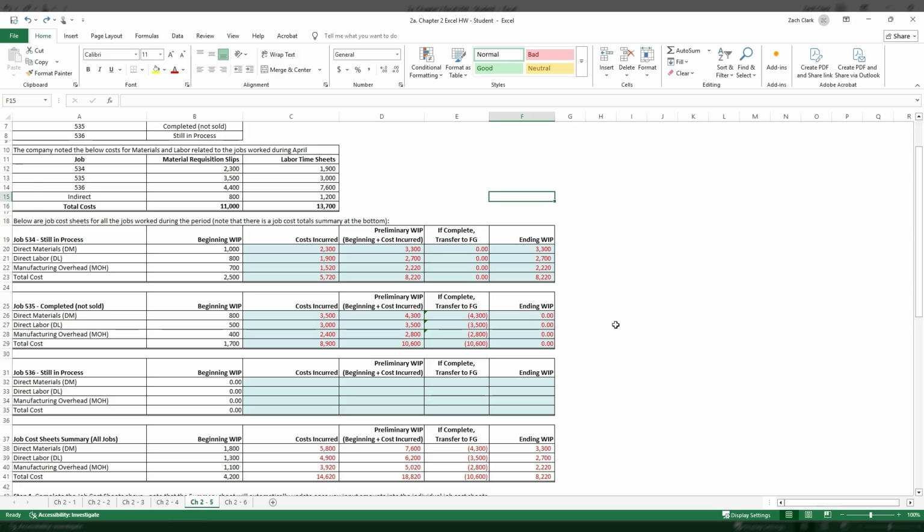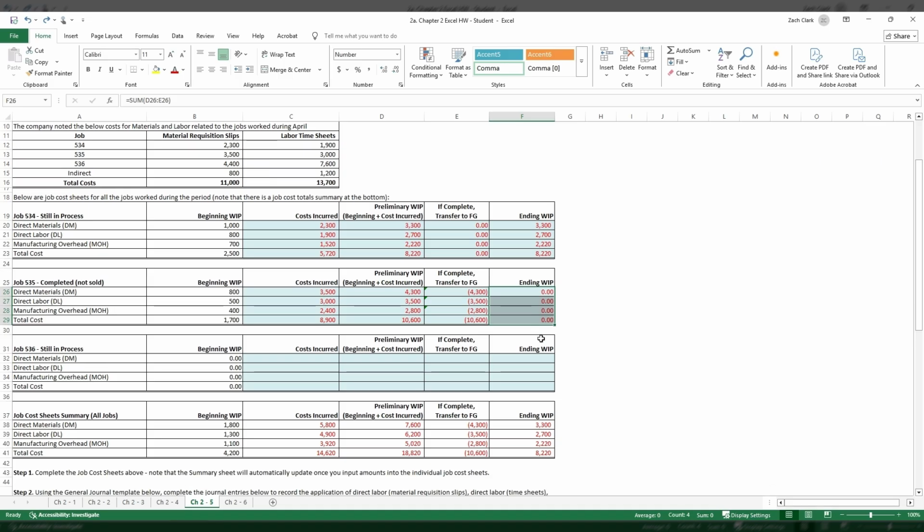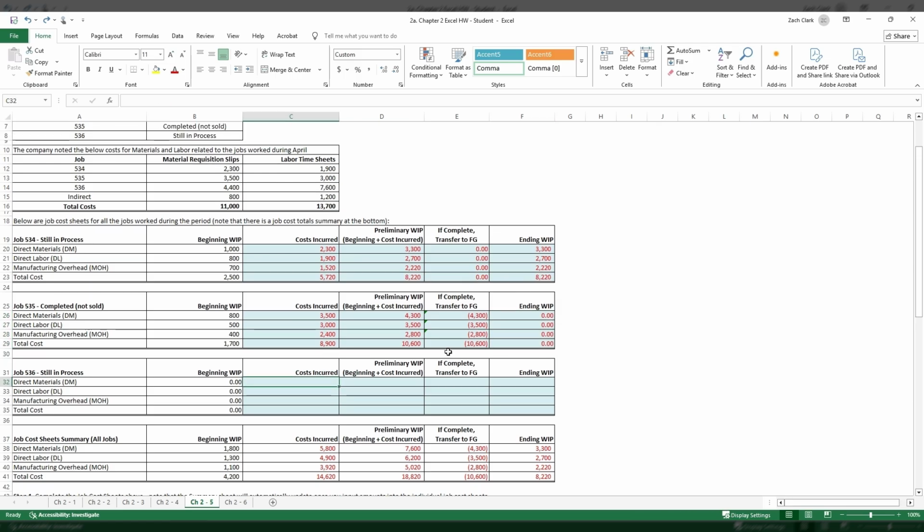So basically what we're saying is job 534 is still in WIP, but job 535 was completed. And so the negatives mean we move that cost out to finished goods. So it no longer has a work in process balance of anything because it's done. It's not work in process anymore. Okay, and then let's finish this off.